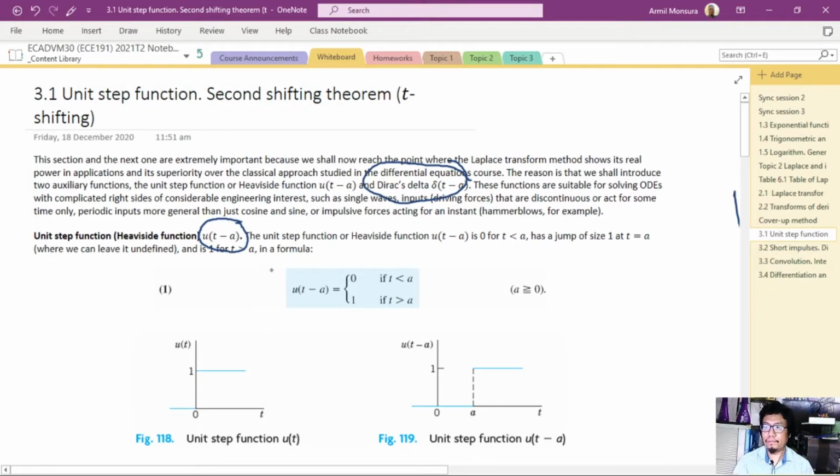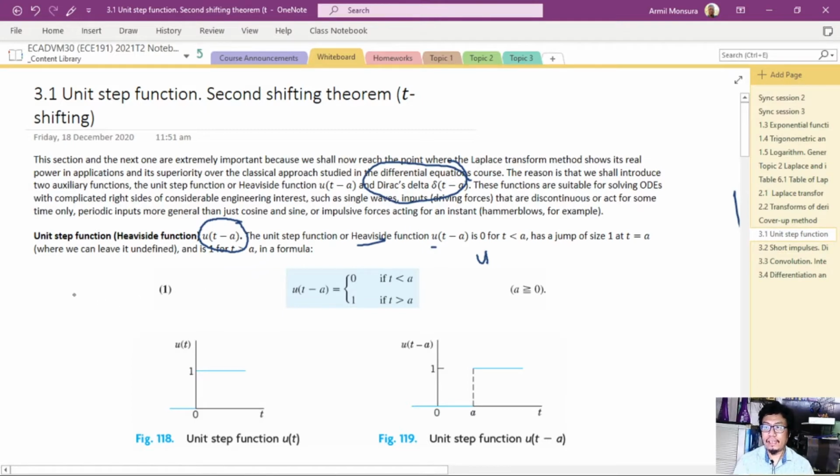By the way, Heaviside is an engineer who first proposed to use the Laplace transform in order to solve some of the pressing problems in electrical engineering. He was one of the first to do that. So the Heaviside function is denoted as u of t minus a. Now let me remind you that u here is the name of a function. U is not simply a variable. It is a function name.